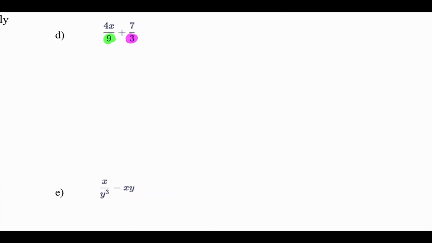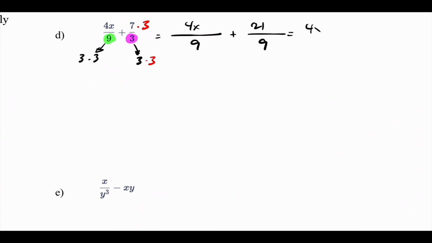Letter D. Well, they're just 3 and 9. A lot of you probably can do this in your head. The common denominator between 3 and 9 is 9. So the second one needs a 9 or a 3. So the common denominator is 9. So you get 4x, and then 7 times 3 is 21. 4x plus 21 over here.